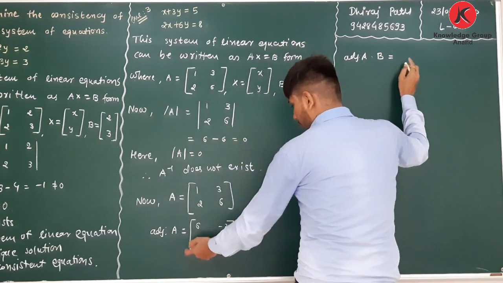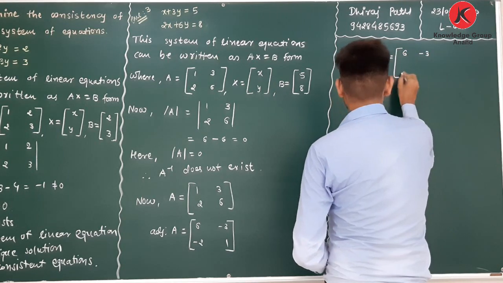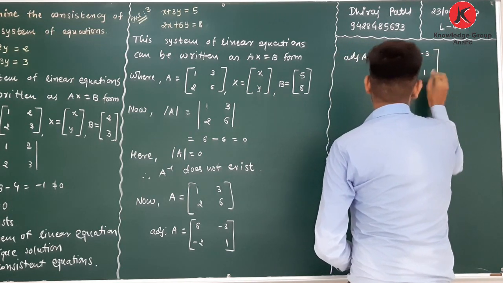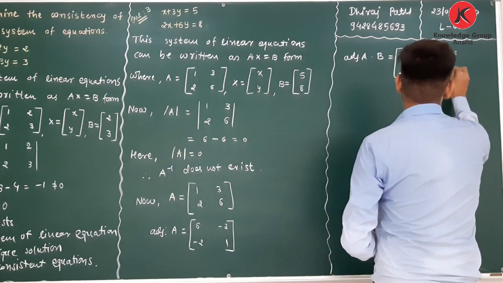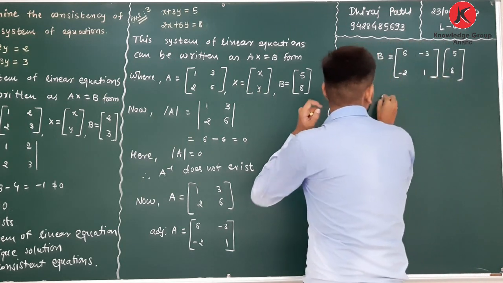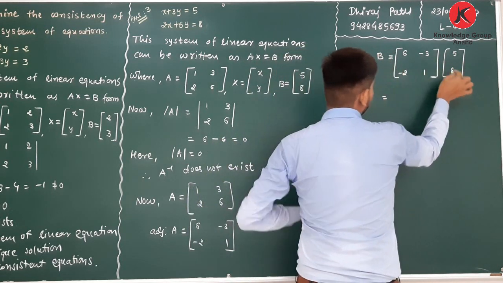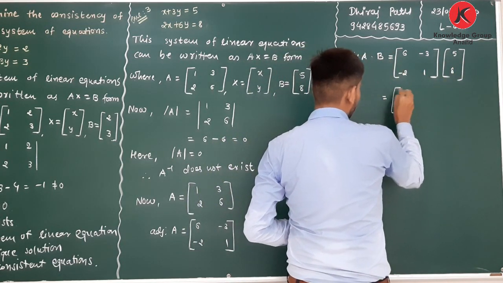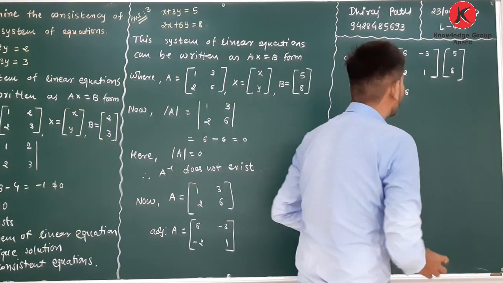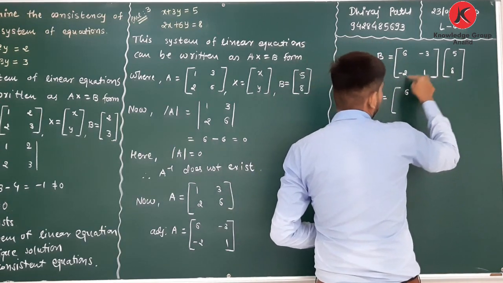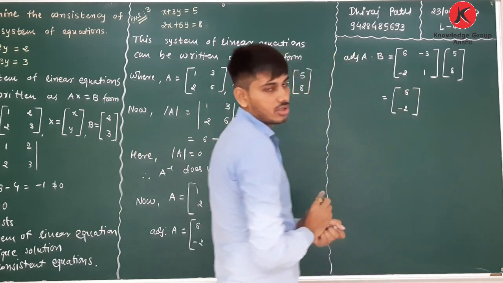So what is adjoint of A? Adjoint of A is here 6 minus 3 minus 2 1, into matrix B. What is matrix B? The matrix B is 5 8 here. Now simplify this one. First row first column: 6 fives are 30 minus 24, which is 6. Same way, second row first column: minus 10 plus 8, minus 2 here. Okay, this is also a column matrix.